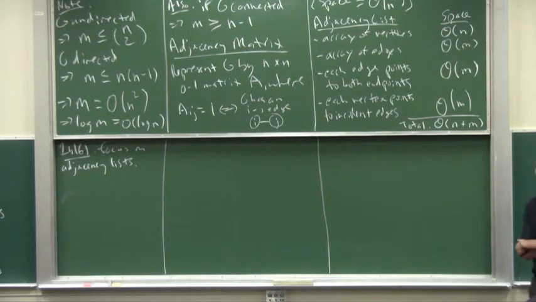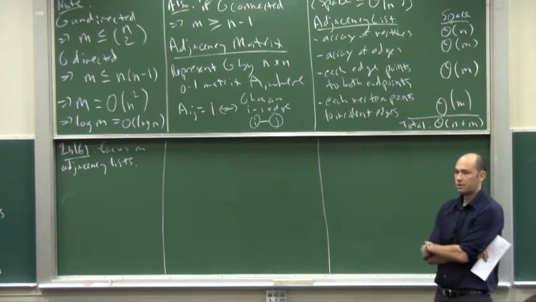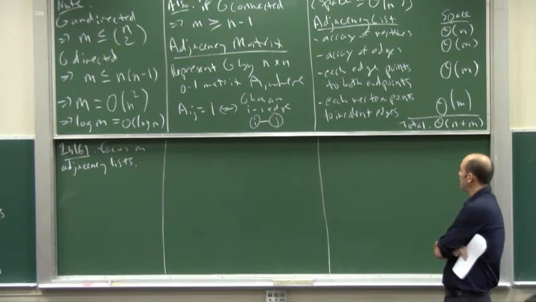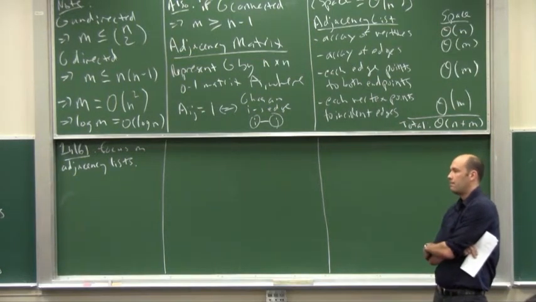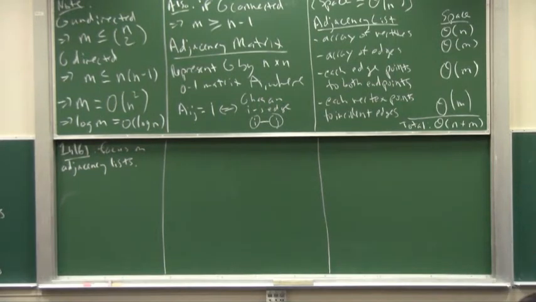Other questions? Yeah. So in the adjacency list, why don't you only use an array of vertices and let each vertex point to its neighbors? Why do you need an array of edges? So the question is, why not just have the array of vertices and directly wire them up to each other?